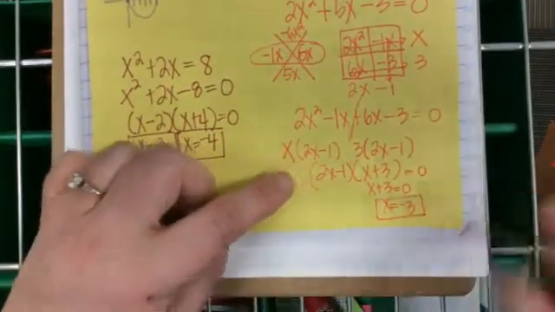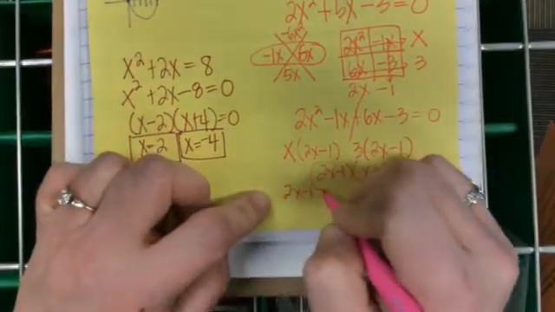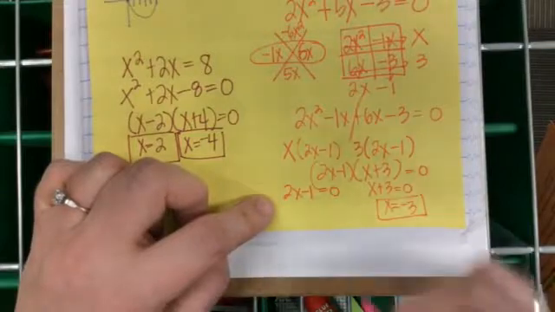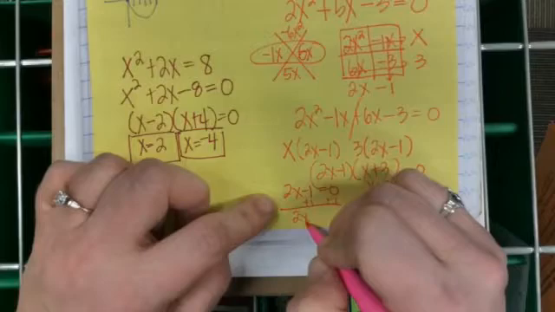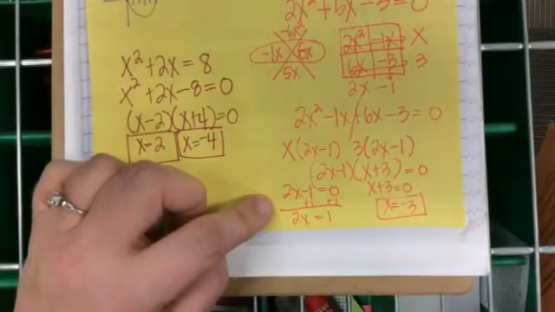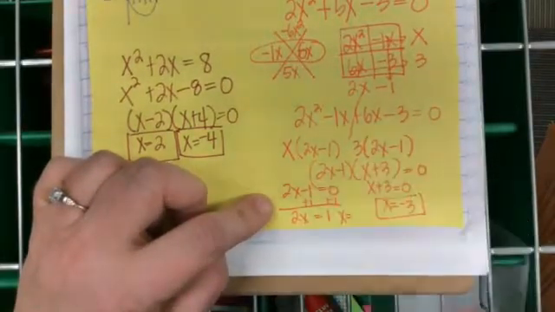This one, 2x minus 1 equals 0. You add 1, so you get 2x equals 1. What does x equal? 1/2.